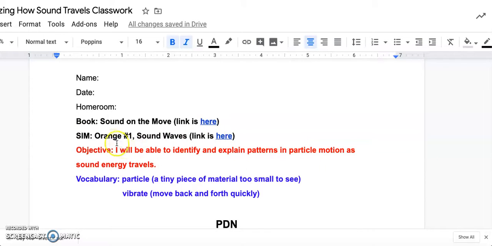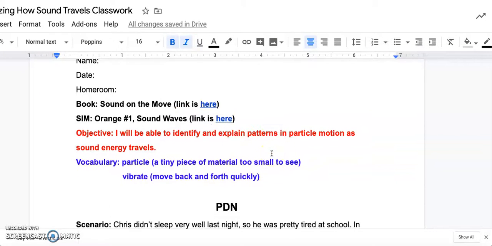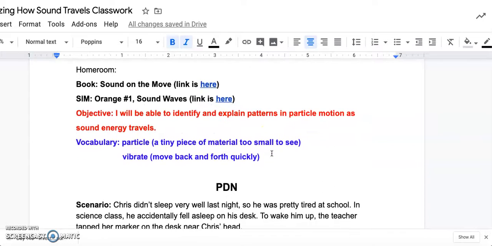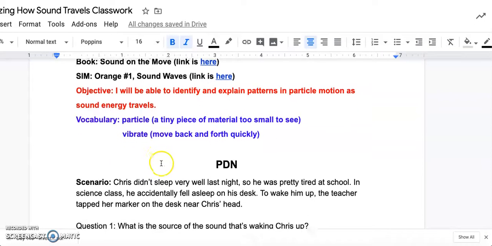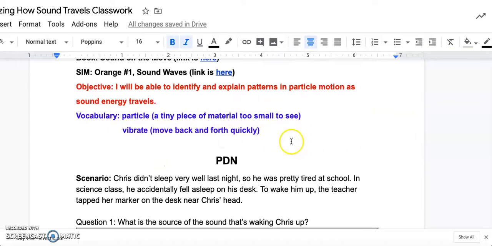When you get to this link, you're going to go to the orange number 1, which is sound waves. When we get to the directions, we will go through those steps again so you can see what it looks like. Our objective for today, I will be able to identify and explain patterns and particle motion as sound energy travels. So we're going to do some more observation when we get into our sim, and we're going to investigate a diagram in Sound on the Move to have a clear understanding of how particles work.